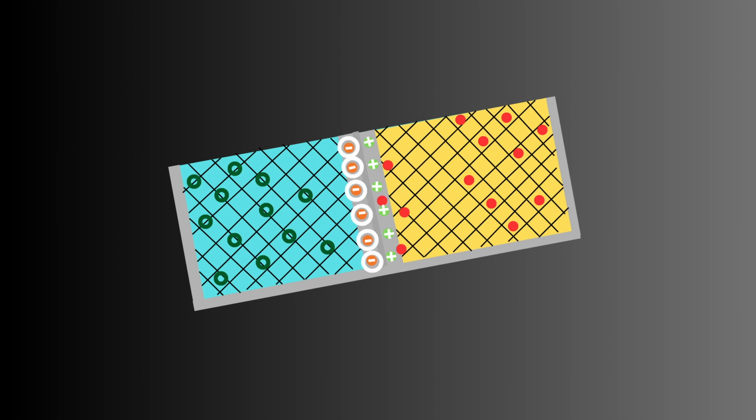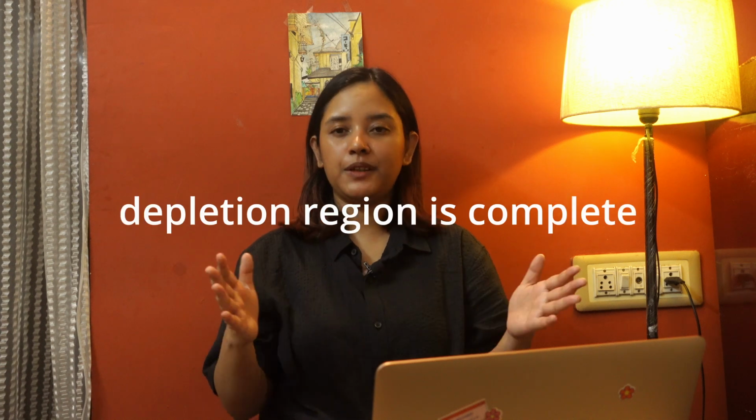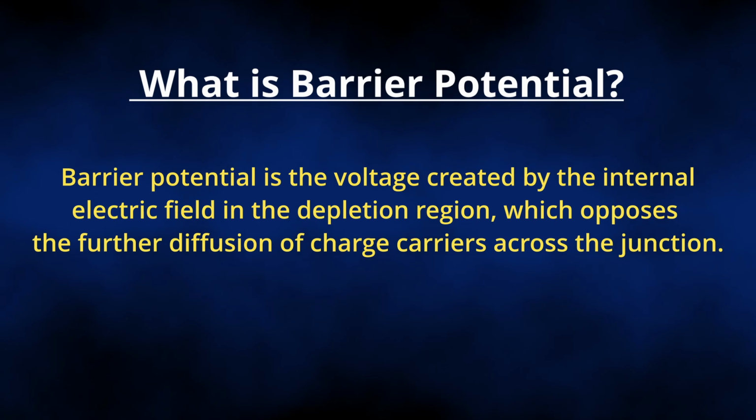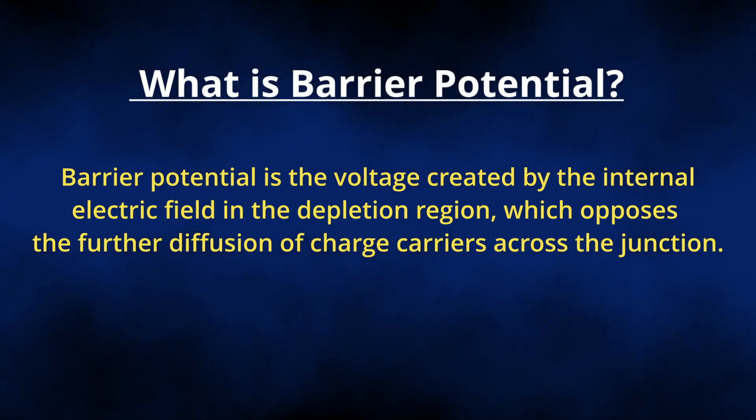This happens until the electric field becomes strong enough to oppose any more natural migration of the electrons from the n side to the p side. At this point, the junction is said to have reached equilibrium and the depletion region is complete. The built-in potential at which this happens is called the barrier potential, and it is around 0.6 to 0.7 volts for silicon.